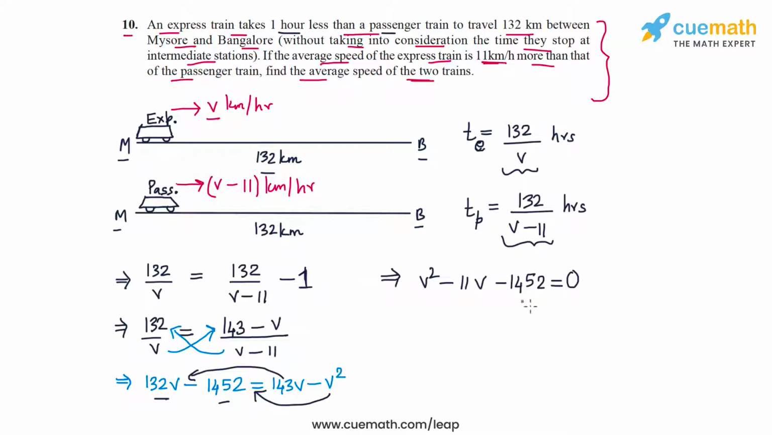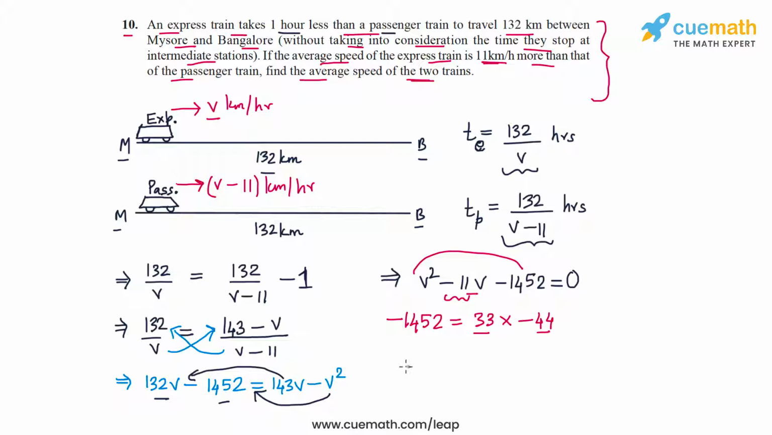Now to solve this quadratic equation, you can use the quadratic formula, or you can factorize this equation by splitting the middle term. So that's what I'm going to use. So what I need is two numbers whose sum is equal to minus 11 and whose product is equal to 1 into minus 1452. So if you play around with the factors of minus 1452, you will find that minus 1452 can be written as 33 times minus 44, and the sum of these two numbers is minus 11. So that's how we can split the middle term.